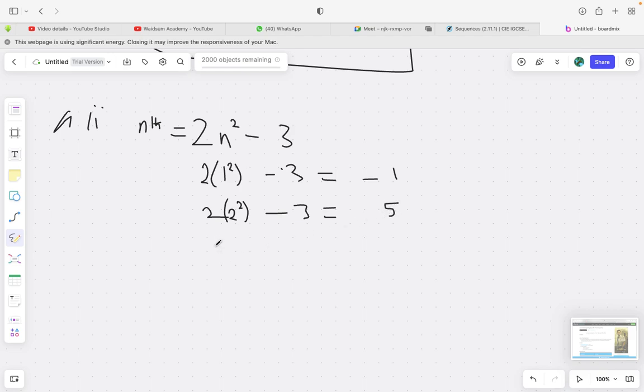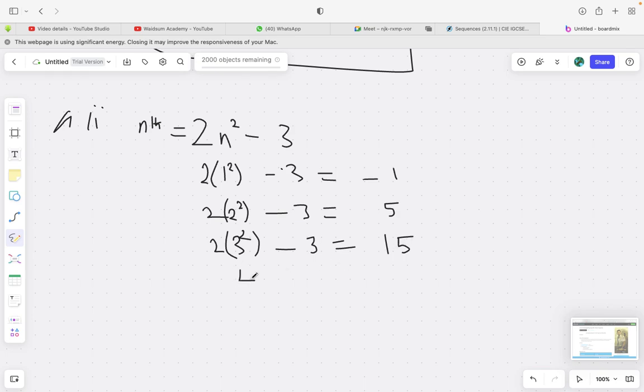Now the third one, n will be 3. So we say 3 squared. 3 squared is 9. 9 times 2, you get 18. 18 minus 3, you get 15, right? So this is the next term in the sequence.